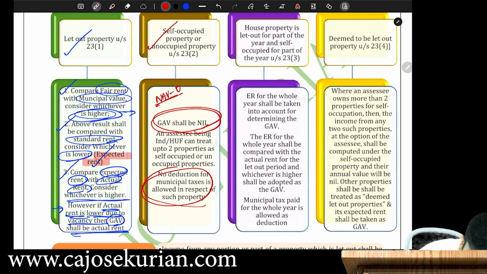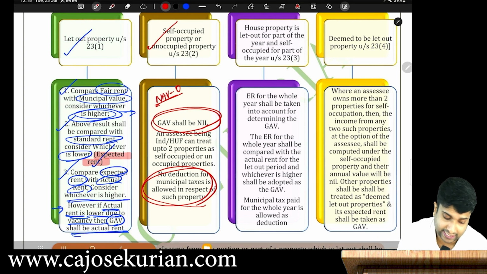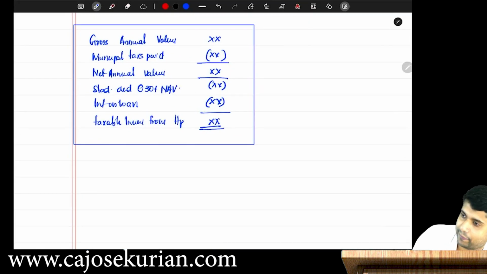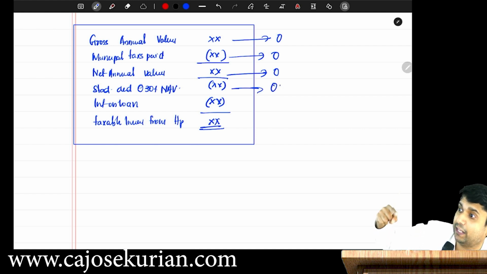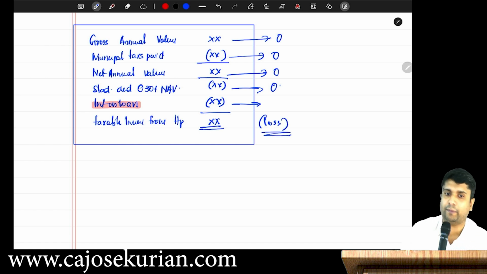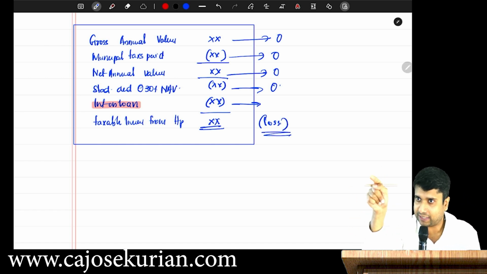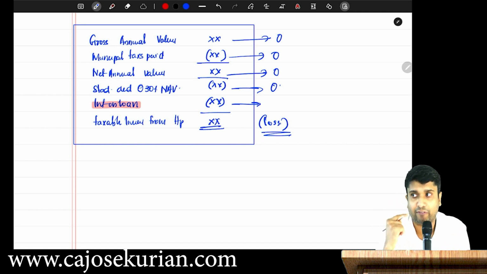Because you will not get any deduction for the municipal taxes. So imagine you have a self-occupied property. GAV is 0, municipal taxes you will not get any deduction, and hence NAV will be 0. And there is no standard deduction, because standard deduction is 30% of NAV. Now you can only claim one thing. What is that? Interest on loan. You can claim interest on loan and you can show a loss, but it is subject to certain ceiling limits that we will study later.